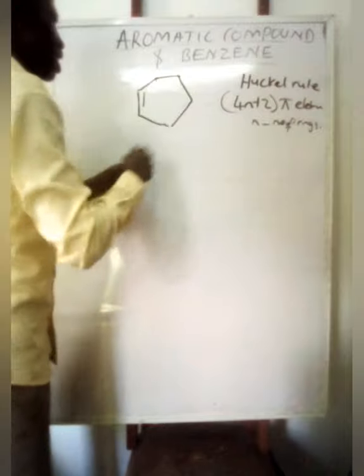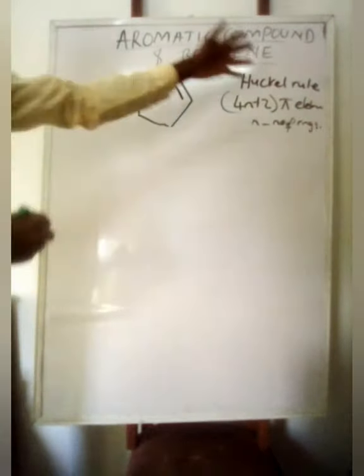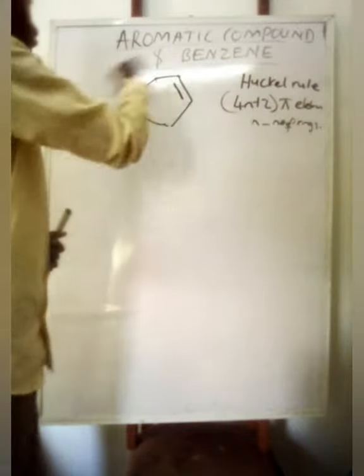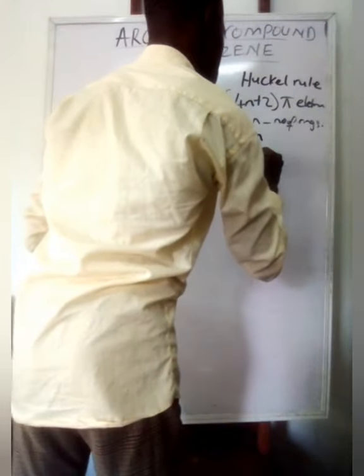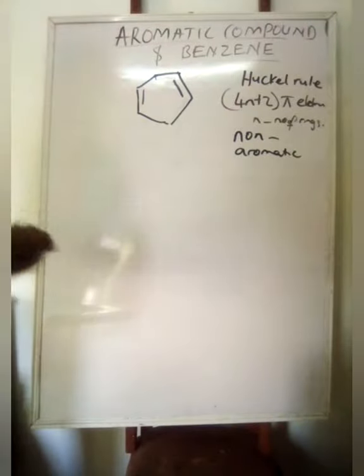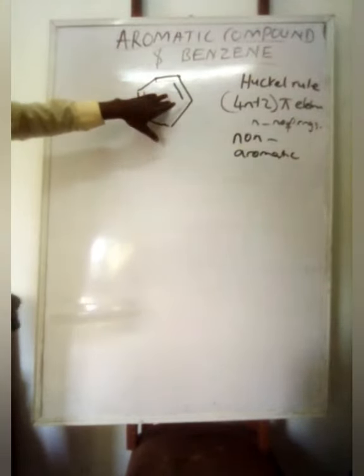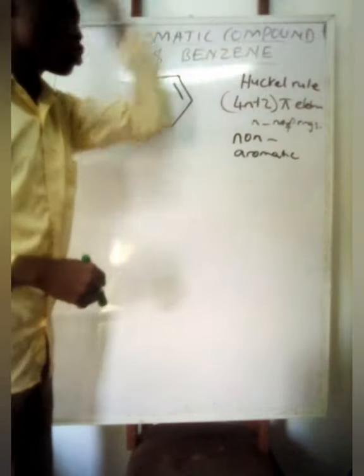Let me move this bond and add this. Now I'm applying Huckel's rule. n is the number of rings, and this is one ring. So 4 times 1 is 4, 4 plus 2 is 6 pi electrons from Huckel's rule. Now let's get the pi electrons from the structure. We have 1, 2, 3, 4, which is 4 electrons. 4 electrons from the structure and 6 from Huckel's rule, which is not equal. Therefore that compound is non-aromatic, because it does not obey Huckel's rule. Aromatic compounds are compounds that obey Huckel's rule.